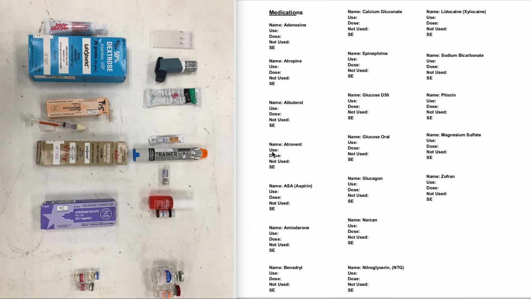Welcome, EMS students. Today we're just going to do some basic pharmacology. This isn't a very comprehensive overview. We just want you to have a slight foundation and working knowledge of the medications.